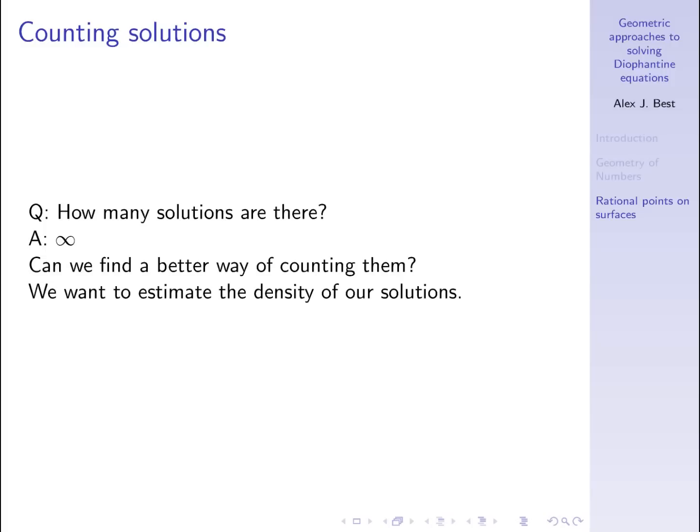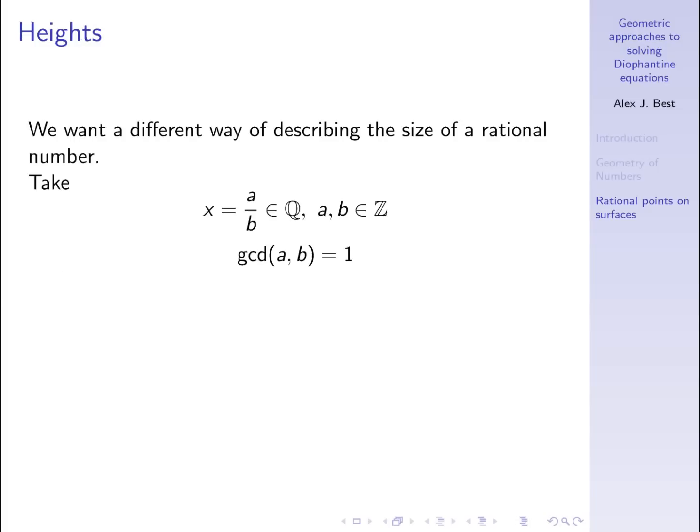Counting the number is what we would like if we're going to estimate and compare how many solutions one has to another. We can talk about how many there are less than a given bound, but we can't do it with our normal absolute value, our normal way of measuring the size of a rational number. So we want a different way, and this leads to the notion of what's called a height.